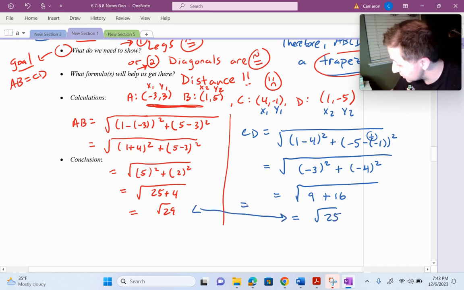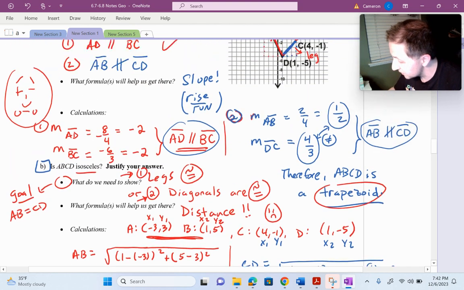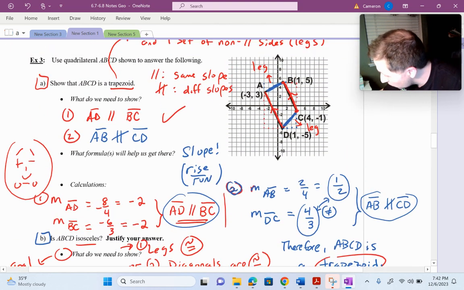Honestly, at this point, you could stop. I'm going to just take it one step further because I know what that is. Clearly, these are not equal, right? Those lengths are not the same length. I'm even going to mark that on here. This one has length rad 29, and this one has length rad 25.